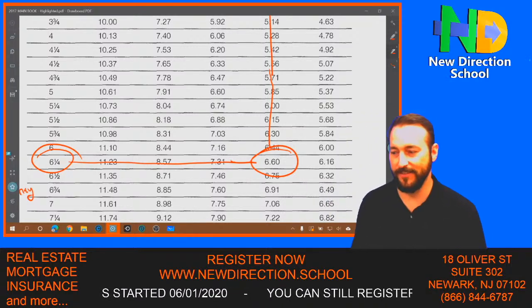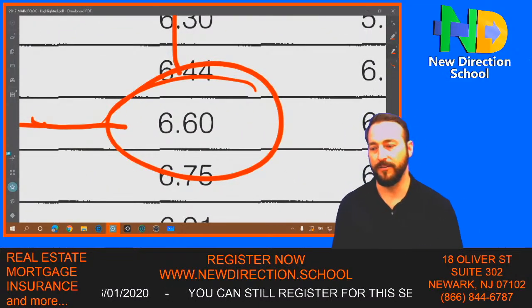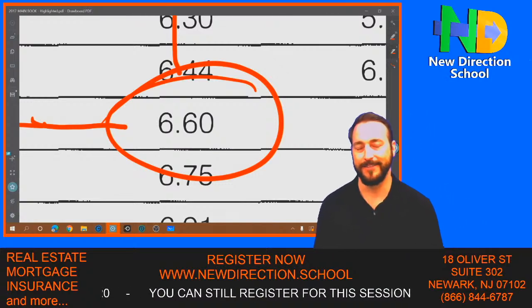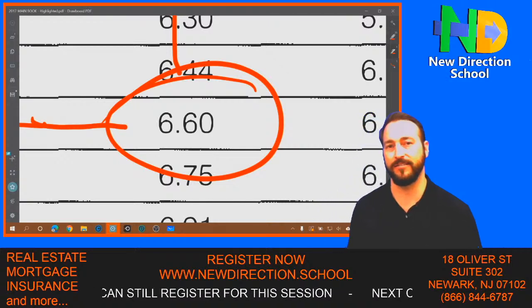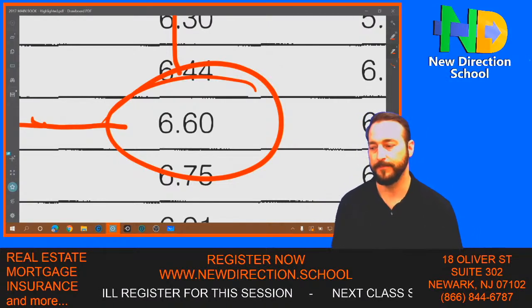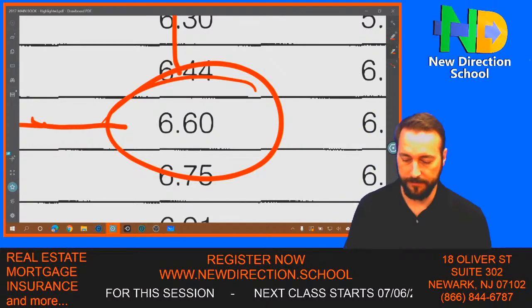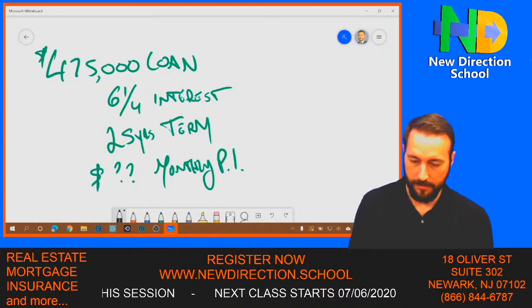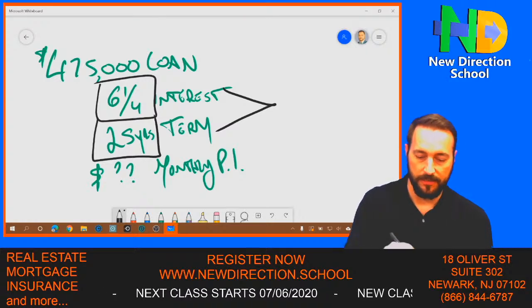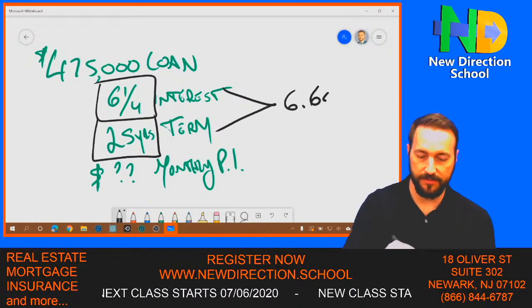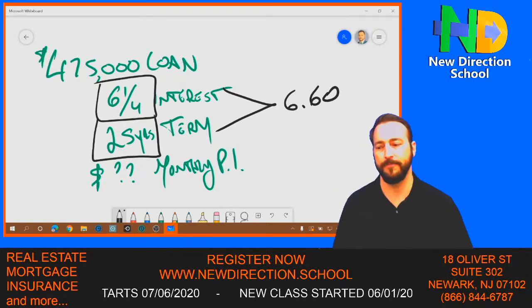So, 6.60. Is there anybody that did not get this number? Write it down if you did not get 6.60. This is the number needed to amortize a loan for 25 years at a 6 1/4 interest. Okay, this is key. You need to get to this number. So 6 1/4 for 25 years equals 6.60. We have to do this in stages, so we're going to leave it right there.